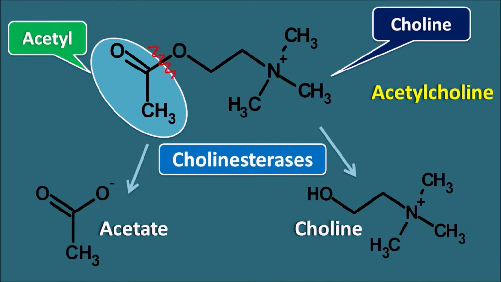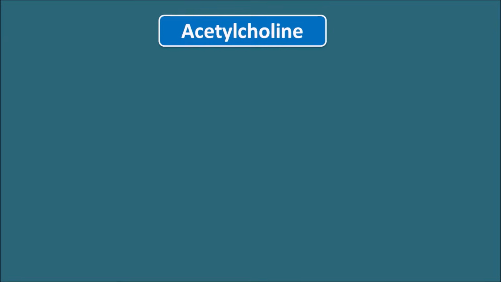In this way, the action of the acetylcholine is immediately terminated by plasma choline esterases. And now the second limitation of the acetylcholine is that it is not selective towards the cholinergic receptors. Acetylcholine can act on both muscarinic receptors as well as the nicotinic receptors.